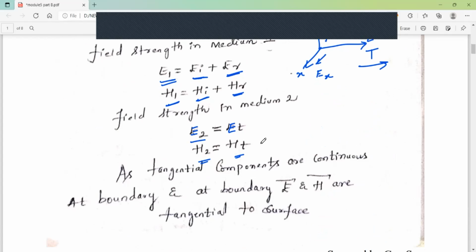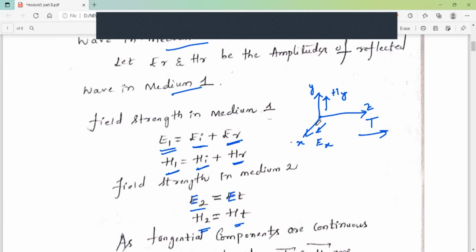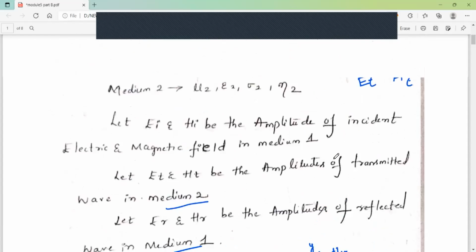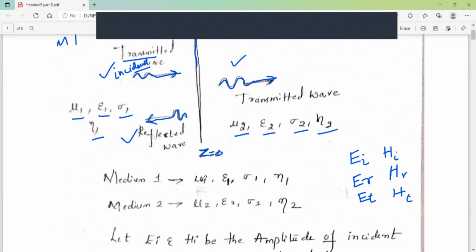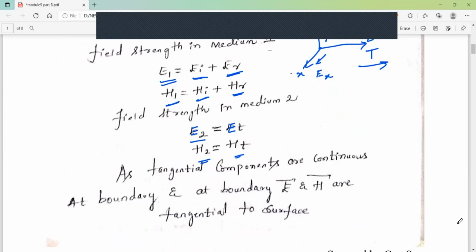So at the interface, both electric and magnetic field will have only tangential components. They will never have normal components if the wave is along the z-axis. Okay, so they will never have the normal component along the interface. They will only have the tangential component along this interface z equal to 0. This point is very important. And also, we have already seen in boundary conditions that tangential components are continuous at the boundary.